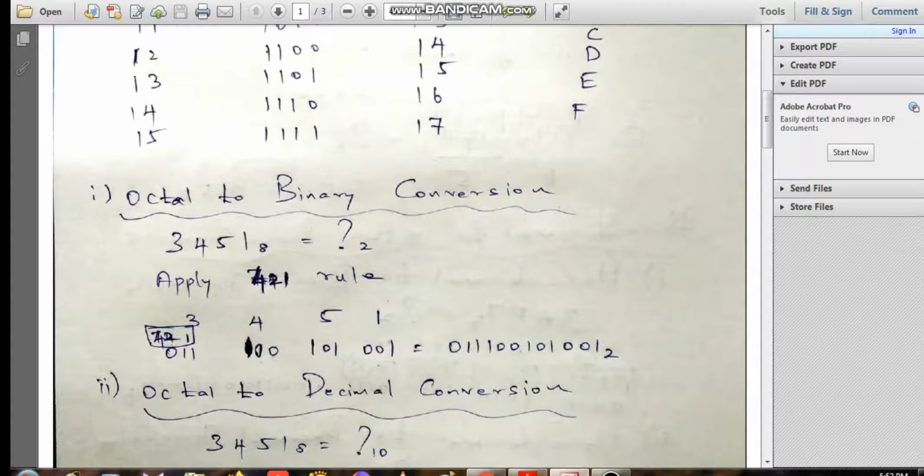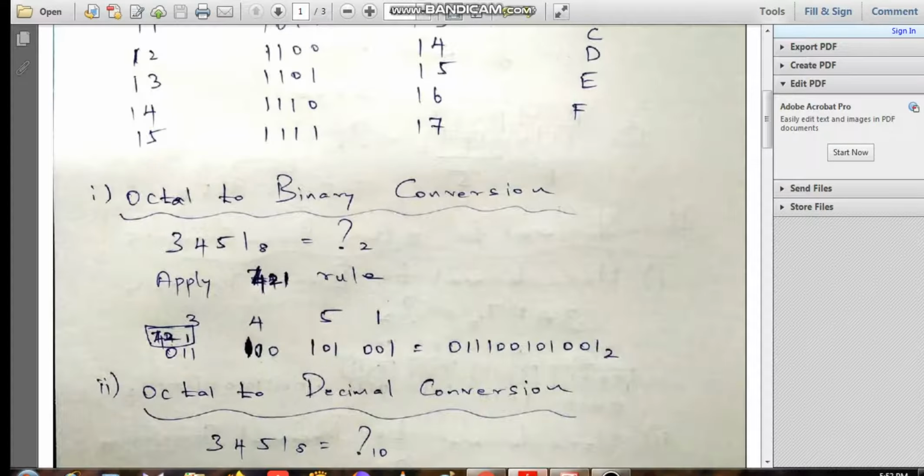Next I am going to tell you how to convert an octal number to a decimal number system. So this is the given octal number 3451. I multiply each digit of the octal number with 8 to the power of some weightage. So 1 into 8 to the power of 0, 5 into 8 to the power of 1, 4 into 8 to the power of 2, and 3 into 8 to the power of 3.